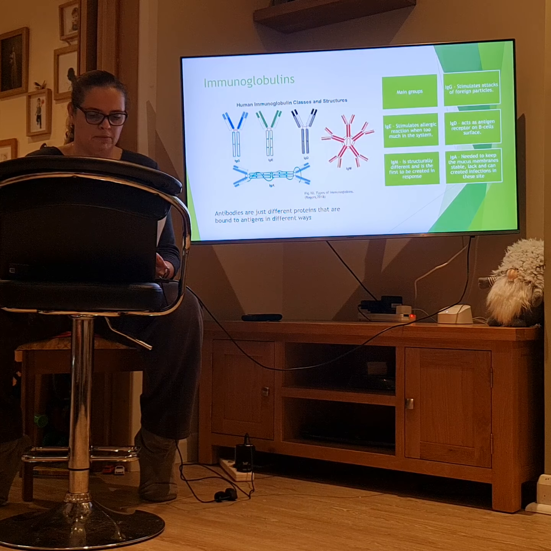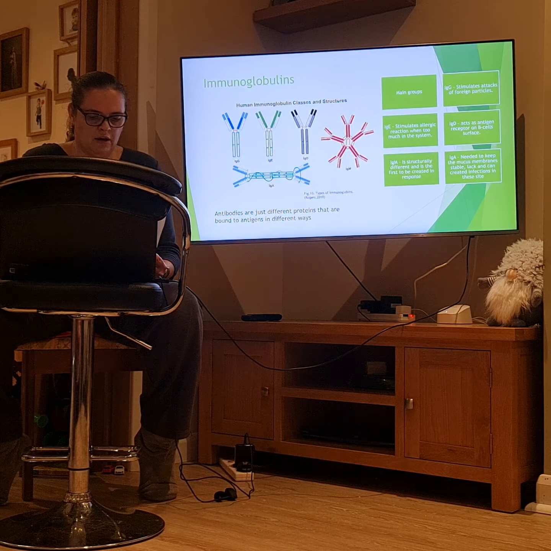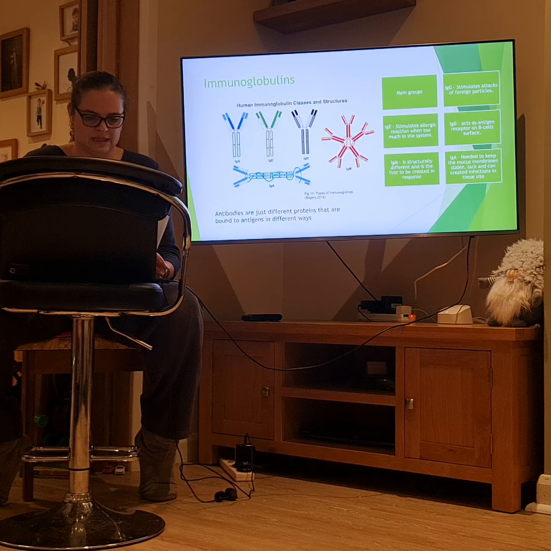IgG is the most common immunoglobulin and stimulates direct attacks on foreign particles. It's the only one transferable from mother to child to give the fetus some basic protection. IgM has a different structure to the rest that we can see on the slide, and will be the first synthesized reaction for an antibody response.